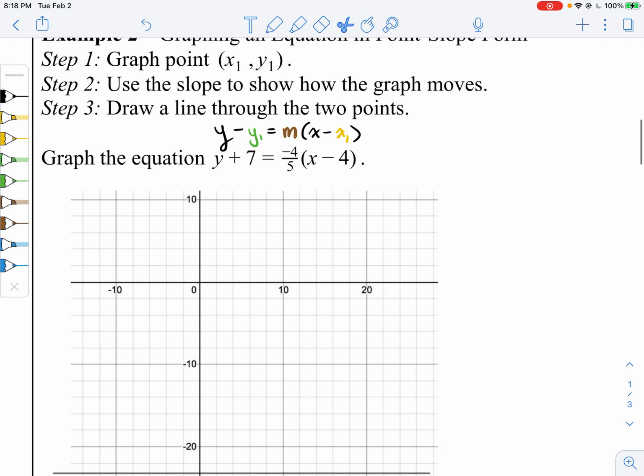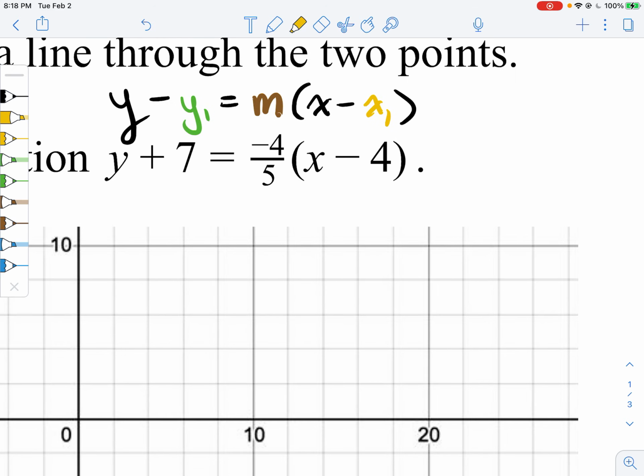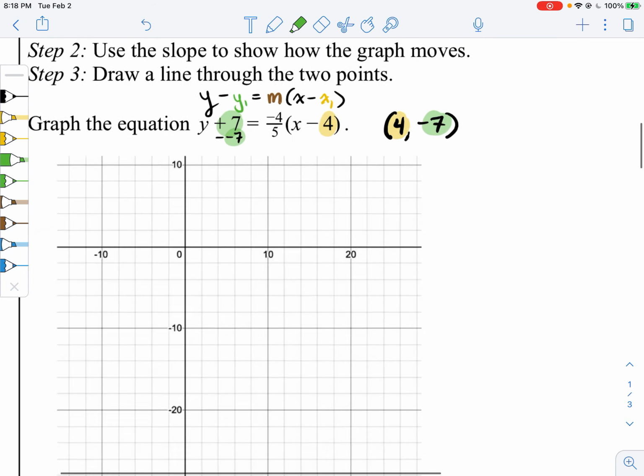The first step is to find out what your x1, y1 is. So we look at this, we can tell our x1 is 4. Excellent. So we need the point 4. And we also need the y coordinate. This is a minus a -7, so we need the y coordinate to be -7. So we're looking for the coordinate 4, -7. Excellent.